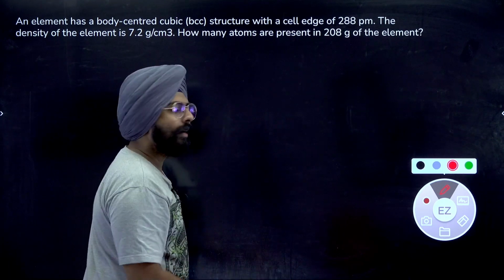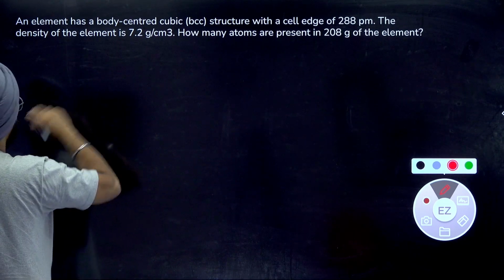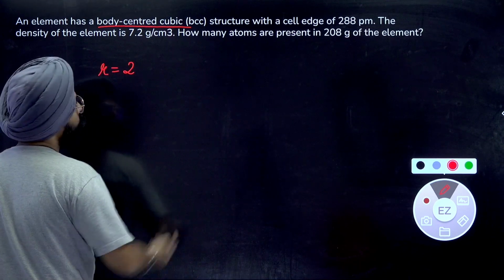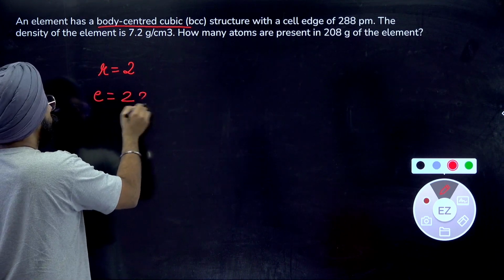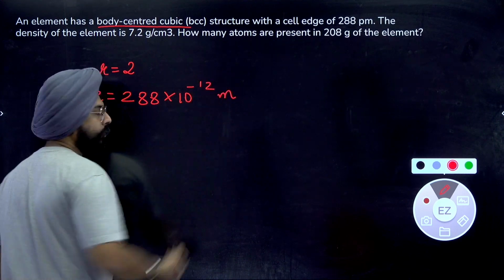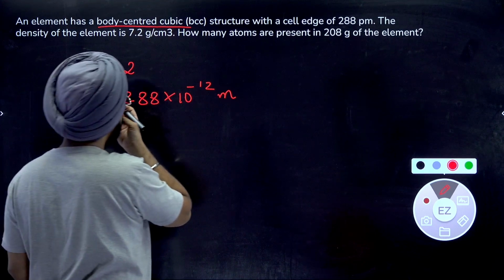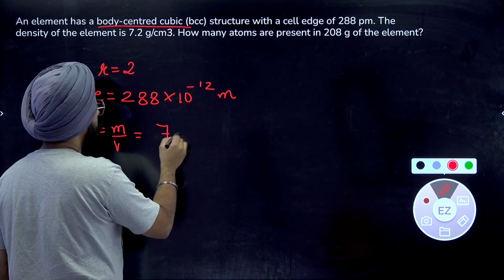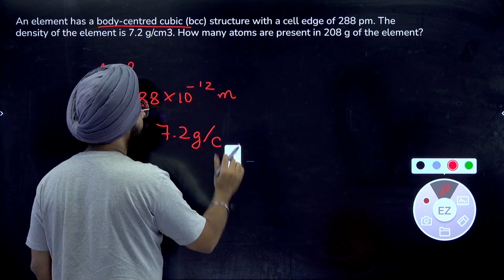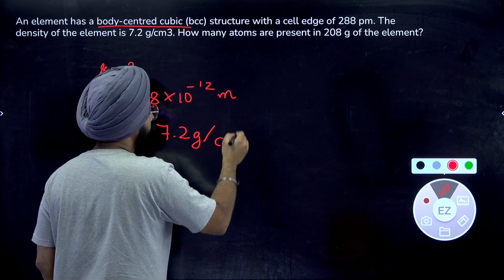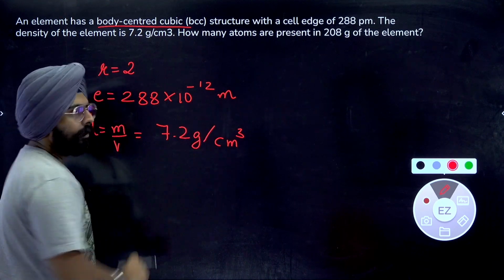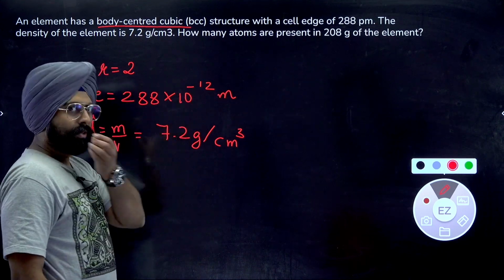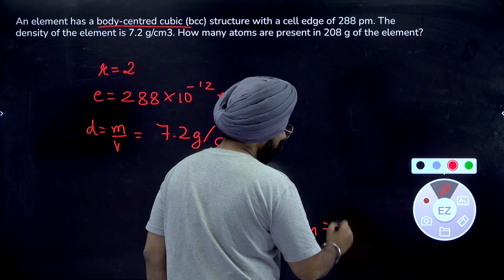In order to solve these questions, please write down all the information that they've given us. So first of all, it's body-centered cubic, so the rank is 2. Edge length is 288 picometers, so E is equal to 288 into 10 to the power minus 12 meters. The density of the element is 7.2 grams per cubic centimeter. So density, which is equal to mass upon volume, is 7.2 grams per cubic centimeter. This is in meters, this is in centimeters. Either you convert this into centimeter or you convert this into meter. I think it's easy to convert this into centimeter. So 1 meter is equal to 100 centimeter.